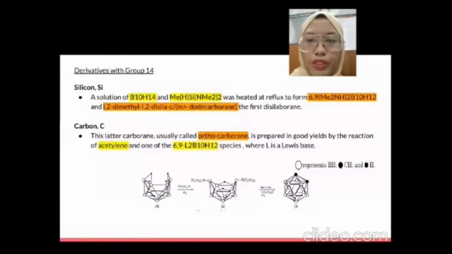We continue with the derivatives of group 14, which are silicon and also carbon. The yellow highlighted is the reactant, while the orange highlighted is the product. For silicon, a solution of B10H14 and MeHSiMe2 was heated at reflux to form 6,9-(Me2NH)2B10H12 and 1,2-dimethyl-1,2-disiladodecaborane, which is the first disilaborane. For carbon, the latter carborane, usually called orthocarborane, is prepared in good yield by the reaction of acetylene and one of the 6,9-L2B10H12 species, where L is the Lewis base.